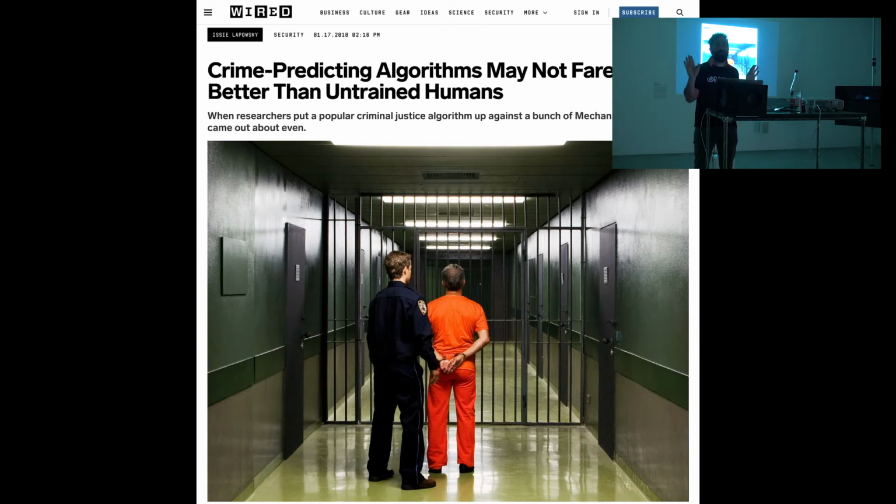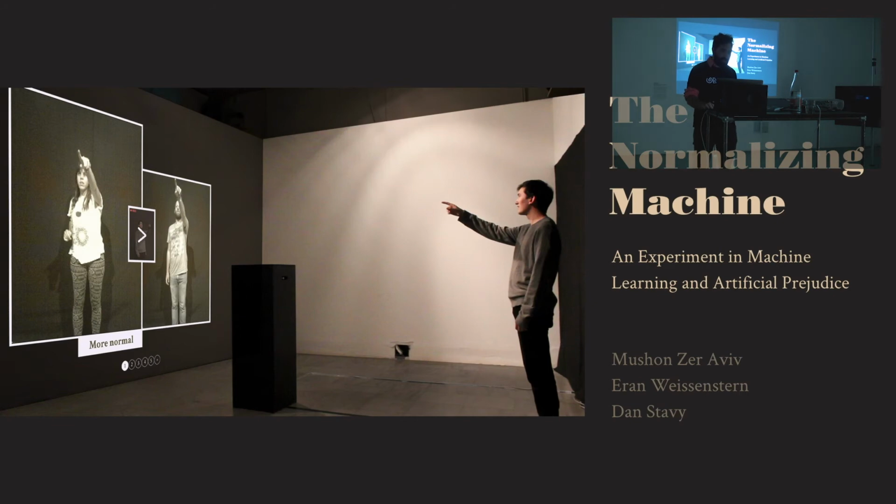They're not telling the judge what to do. They're just offering more information. These type of people tend to create... to commit more crimes. So we might want to think twice before doing that. Again, under the guise of being scientific, objective, and so on. This is the backdrop for the normalizing machine.